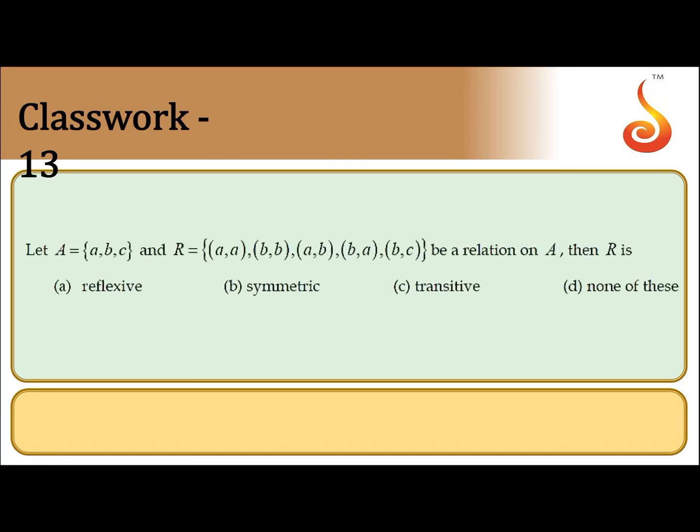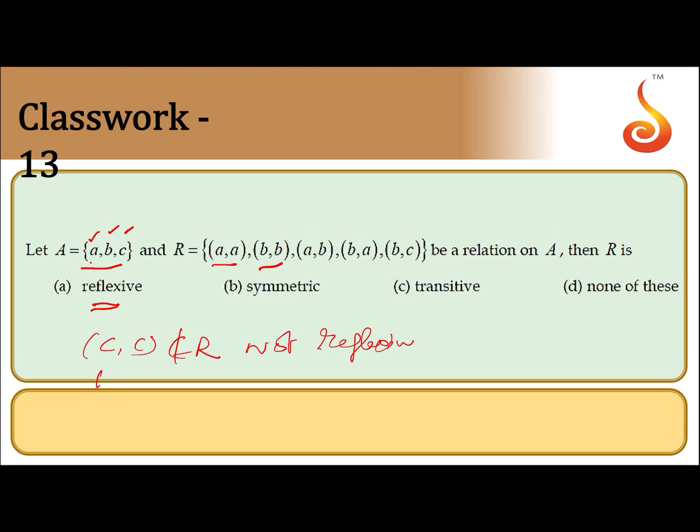Coming to the next one. If A is equal to {a, b, c} and R is equal to {(a,p), (b,p), (a,p), (b,a), (b,c)}. First of all, let me check the reflexivity. Since there are 3 elements a, b, c, (a,a) you have, (b,b) you have, but (c,c) you don't have. (c,c) does not belong to R, and therefore it is not reflexive.